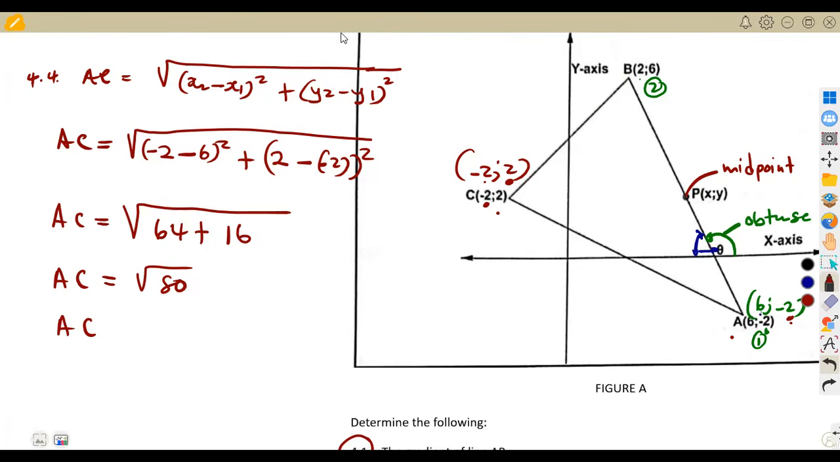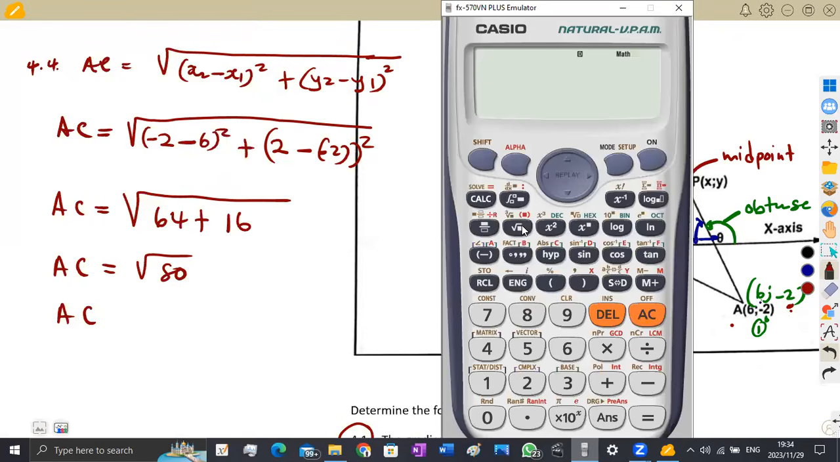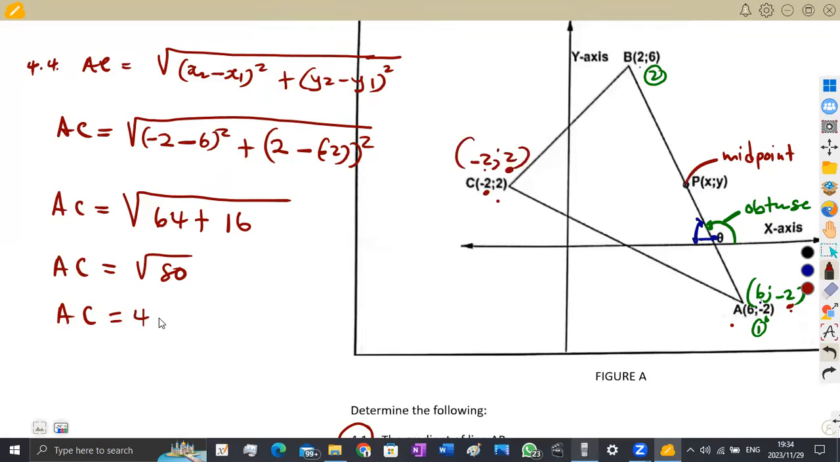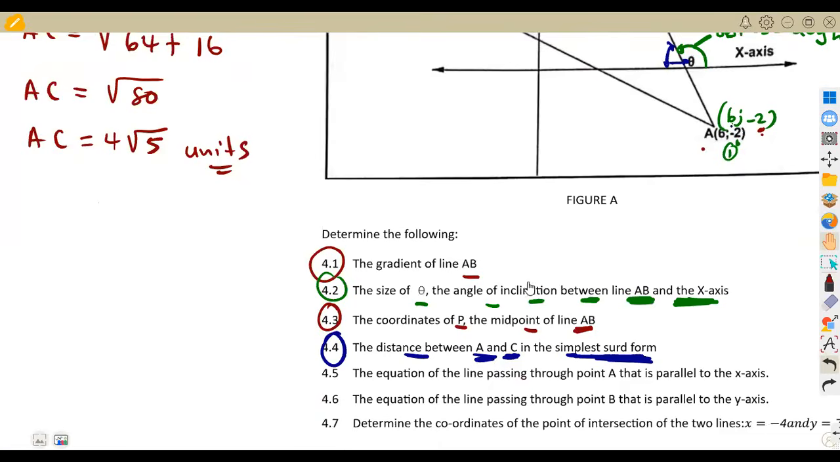All right, so let us just use our calculator and see here. Go back to the normal mode, which is 2. So we need the square root of 80. So this is the square root of 80 like this, which is 4 square root of 5. So that was going to give us 4 square root of 5 in simplest form, okay?